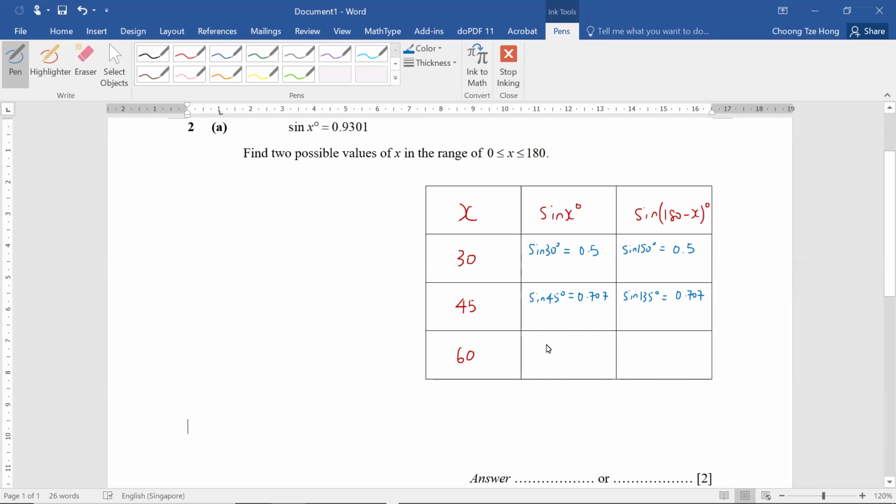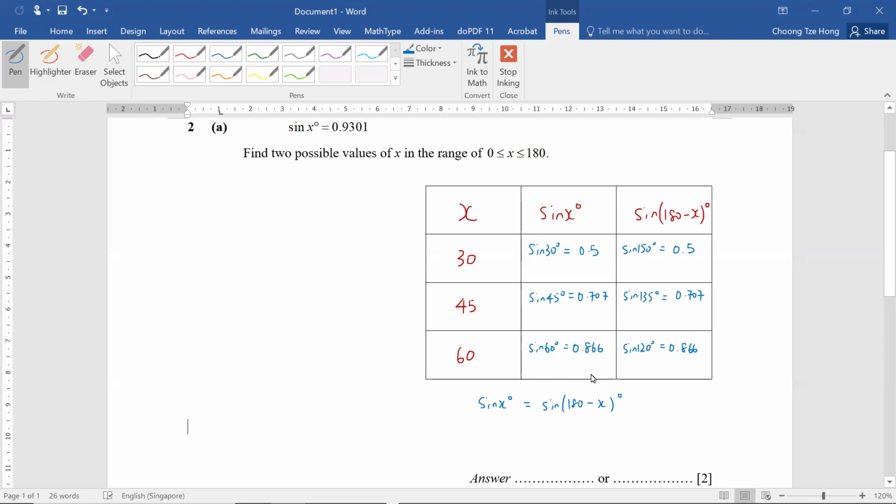Okay, let's move on to now 60 degrees. So if you were to calculate sine 60 degrees, you will get 0.866. Right, so if x is 60, then 180 minus 60 will be sine 120. So if you were to key in sine 120 in your calculator, you realize that you also get 0.866. Right, so what can we conclude from this is that sine x degrees will always be equals to sine 180 minus x degrees, when x is an acute angle.